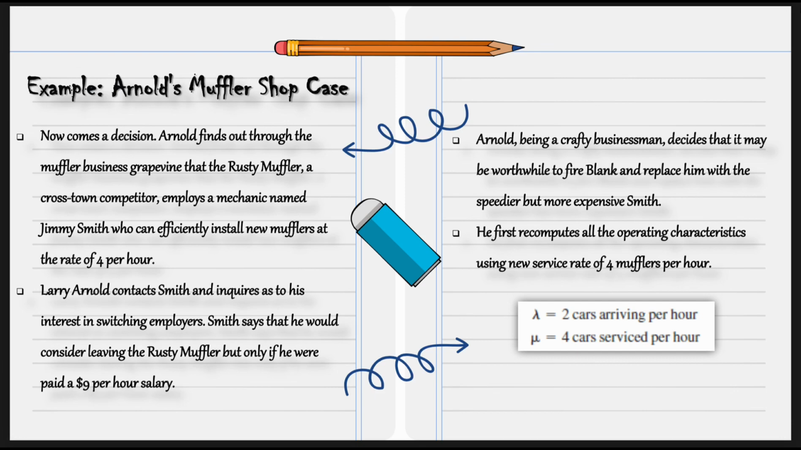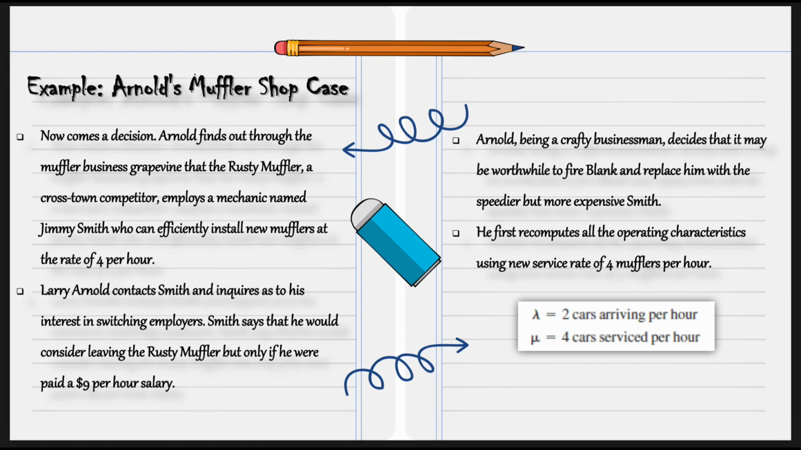He first recomputes all the operating characteristics using a new service rate of 4 mufflers per hour. So in this example, nagbago na yung value ng mga variables natin na arrival rate and service rate. Yung arrival rate natin naging 2 cars arriving per hour, which is hindi nagbago. And ang nagbago sa atin is yung service rate kasi nga papalitan ni Smith si Blank, which will be the service rate na 4 cars serviced per hour. So again, tulad ng ginawa natin kanina sa pinakaunang example natin, we just need to substitute and perform all the 7 formulas na ni-require sa single channel model natin.